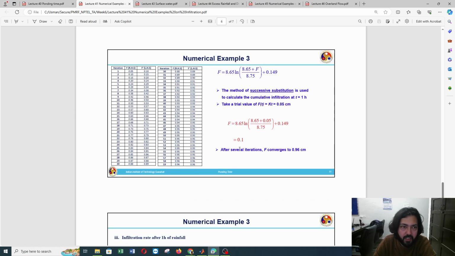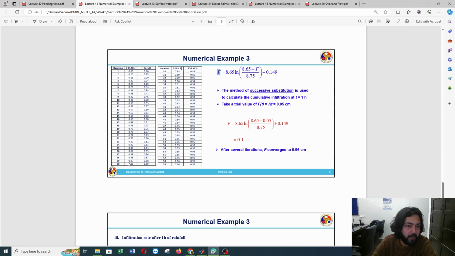So here first we have started the iteration with the value of F as 0.05. When we take the value of 0.05, the answer we are getting is 0.1. So you can see in the first case, when we substitute F equals 0.05 on the right hand side, we get F equals 0.1. Now whatever result we get in the first iteration will be the input for the second iteration. So now we substitute F as 0.10 here, and we get the value of F equals 0.15. Now for the third iteration, this will be your input.